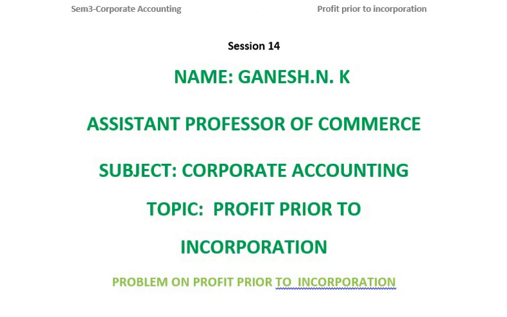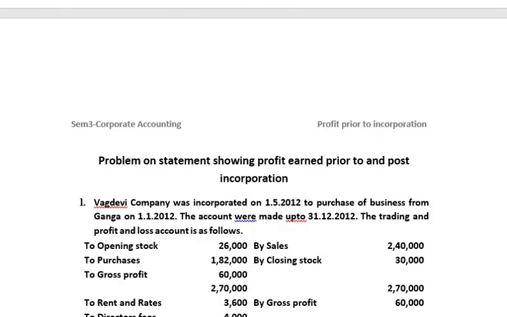In this session, I am going to solve a problem of profit prior to incorporation. In the earlier sessions, we discussed the various types of expenses to be apportioned on the basis of time ratio, sales ratio, weighted time ratio, revised time ratio, and expenses meant purely for pre-incorporation and purely for post-incorporation. Now, let me solve a problem pertaining to profit prior to incorporation.